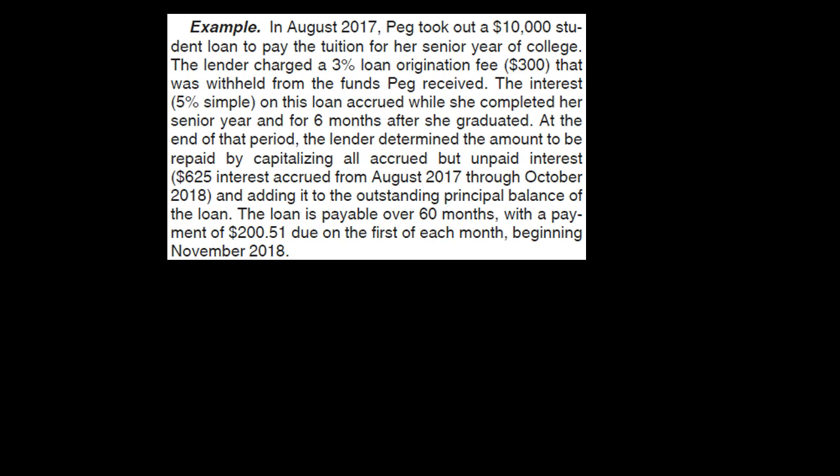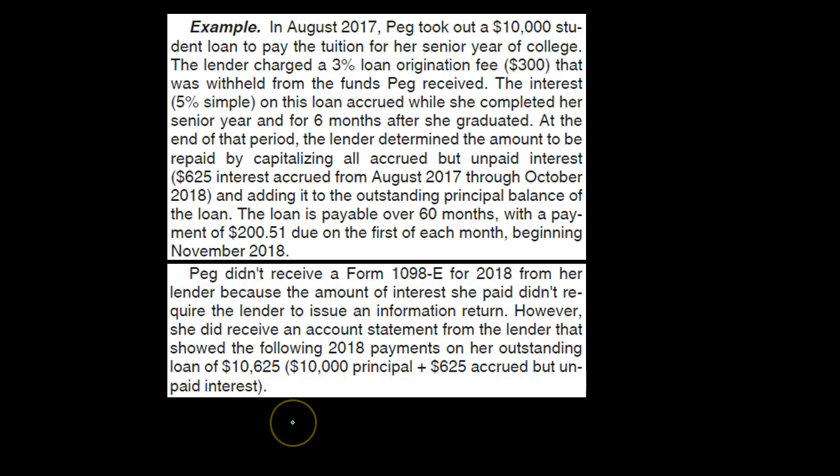the loan. The loan is payable over 60 months, with payment of $200.51 due on the first of each month beginning November 2018. Peg didn't receive a Form 1098-E for 2018 from her lender because the amount of interest she paid didn't require the lender to issue the information return.